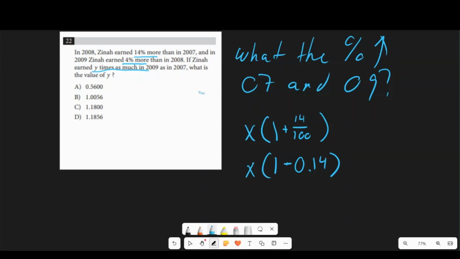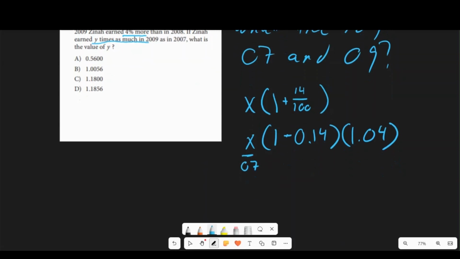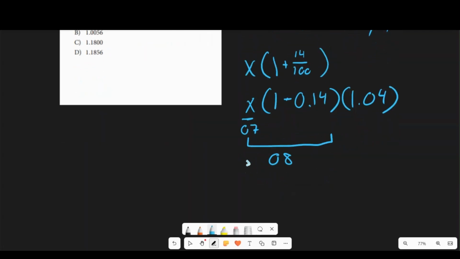But now we also want to know how much it increased from 2008 to 2009. So we do the same thing. We multiply this amount by whatever the percentage increase was between '08 and '09, and that would be simply 1.04. So this value right here is our initial value in '07, then multiplying that by this second term gives our value in '08, and then multiplying all three gives our value in '09.